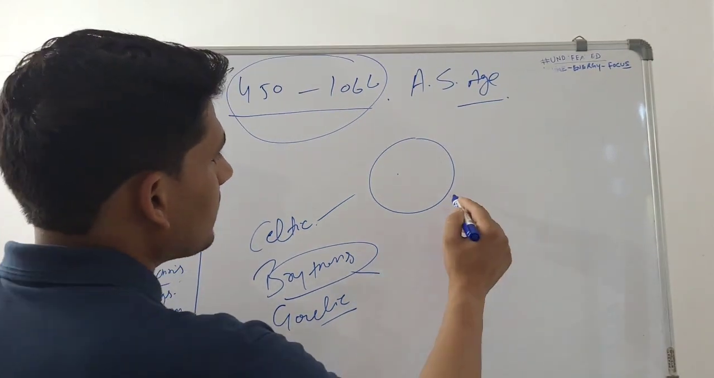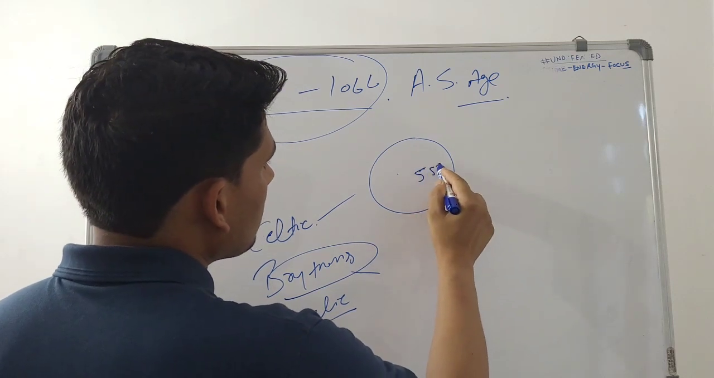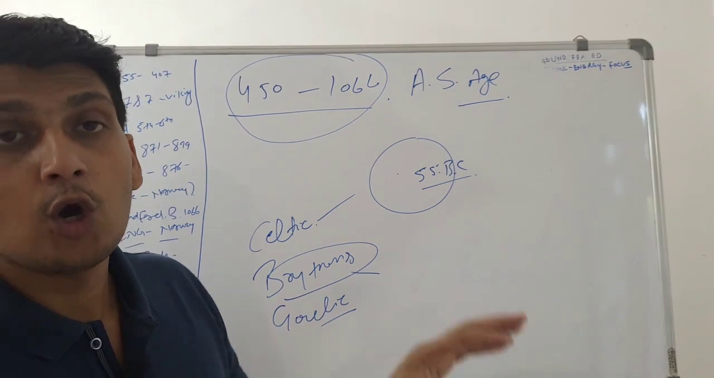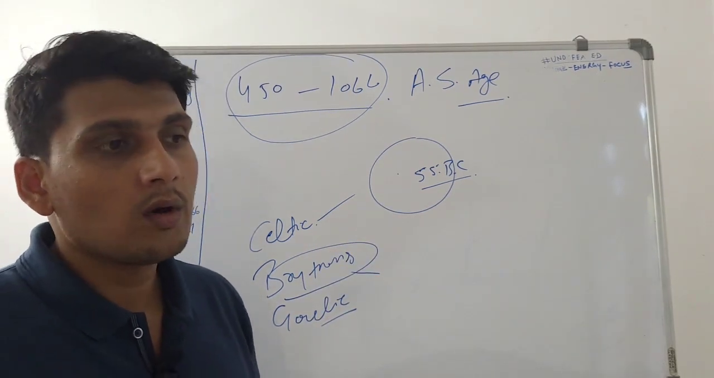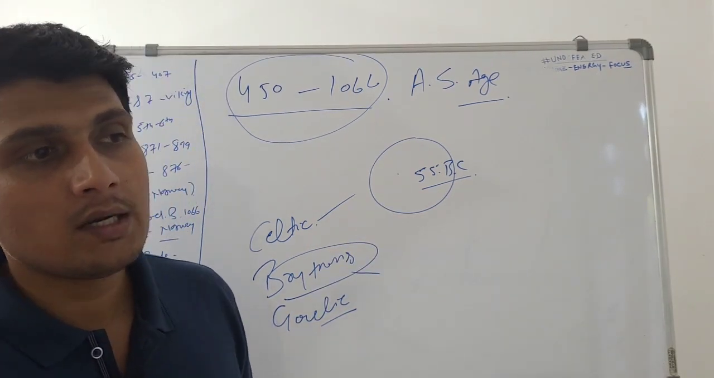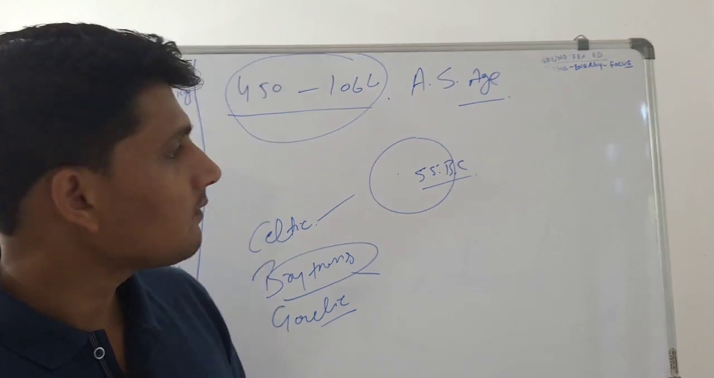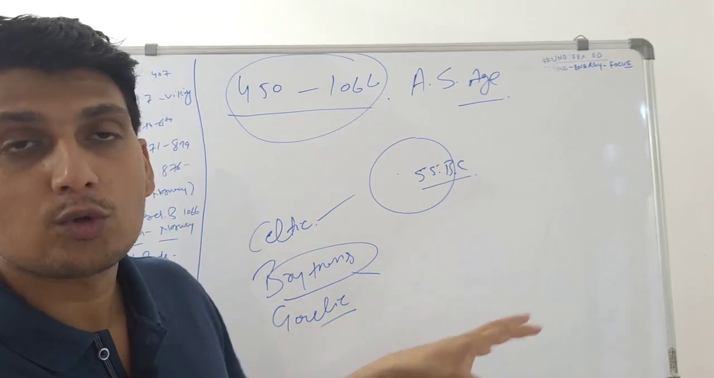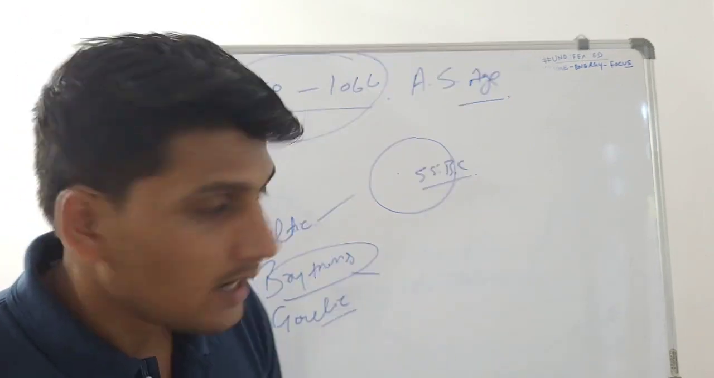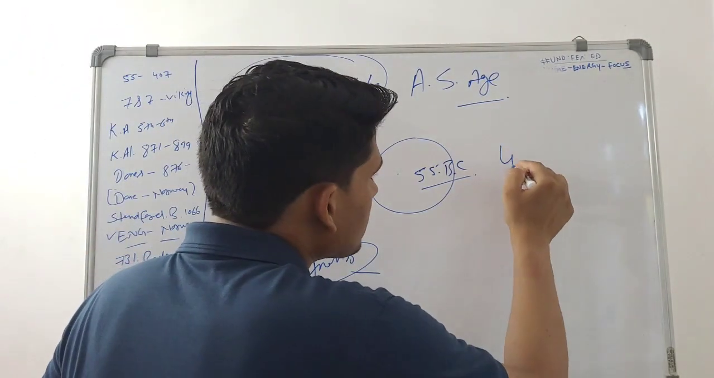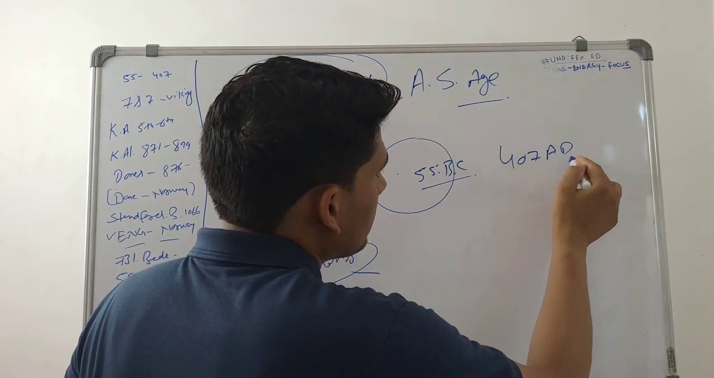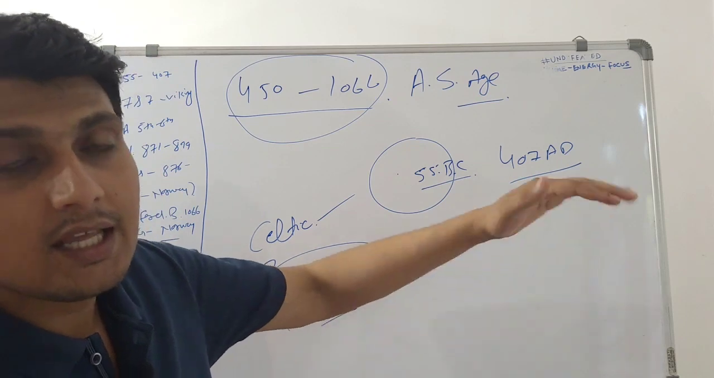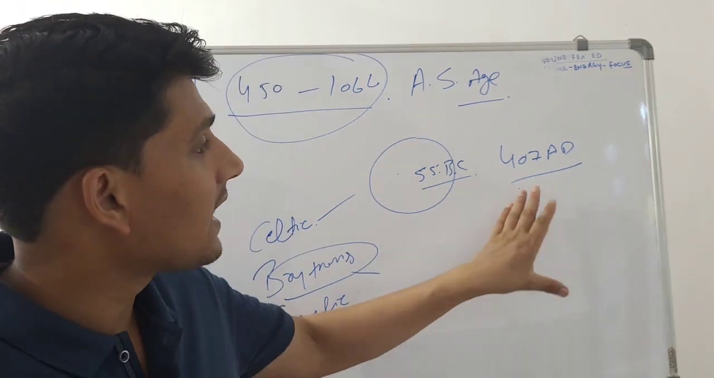Then what happened in 55 BC? In 55 BC, the Romans, who were at the time the most dominant army force, were invading this island repeatedly, and in 55 BC they took hold of the entire land, and till 407 AD they had control over this land. But in 407 AD they had to withdraw, they had to leave this land.